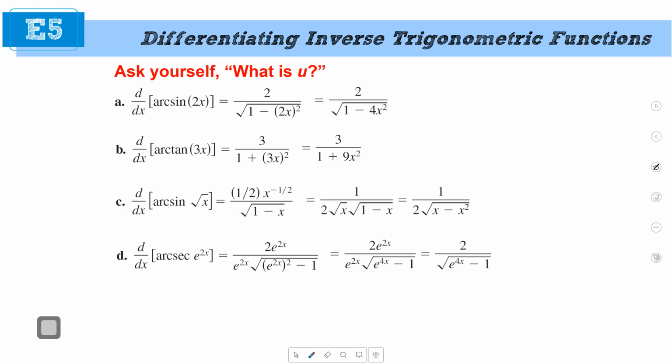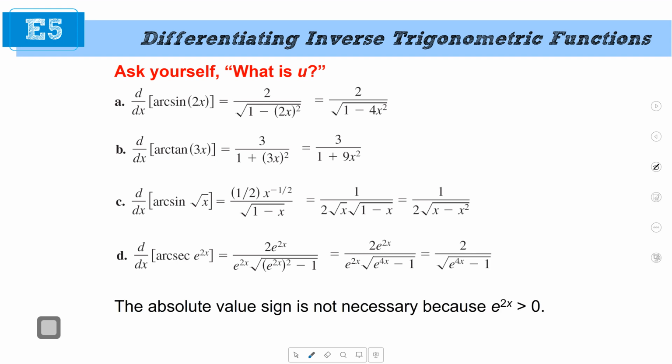Okay? Notice that e to the 2x is the same thing as e to the x raised to the second power. So it's going to be a positive value, so I don't need the absolute values there. But again, better off to just put them in there and leave them there, even if you think you don't need them, because better to have them and not need them than to need them and not have them.